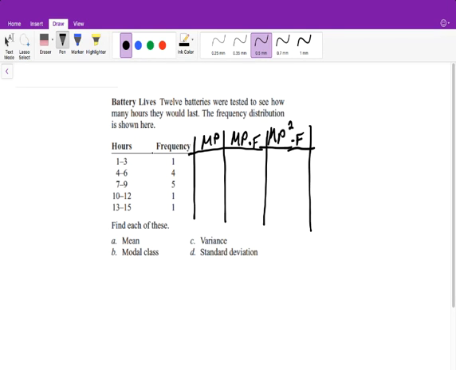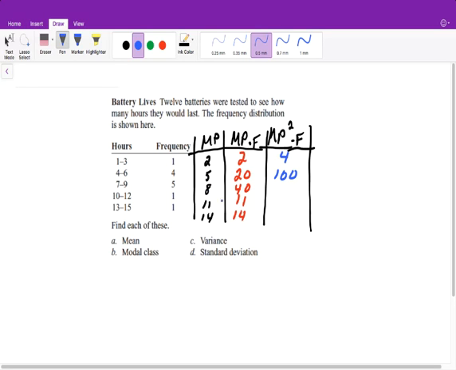So for our midpoint, we add our two numbers and divide by 2. So our midpoints are 2, 5, 8, 11, and 14. Then our midpoint times our frequency, so 1 times 2, let me do this in different colors. So that would be 2, 5 times 4 is 20, 8 times 5 is 40, and then 11 and 14. And our midpoint squared times our frequency, so 2 squared times 1 will then be 4. 25 times 4, which is 100. 64 times 5, which is 320. 11 squared is 121, and 196.